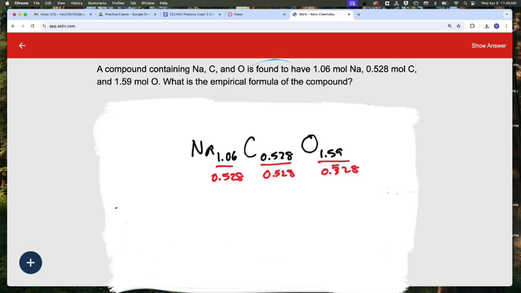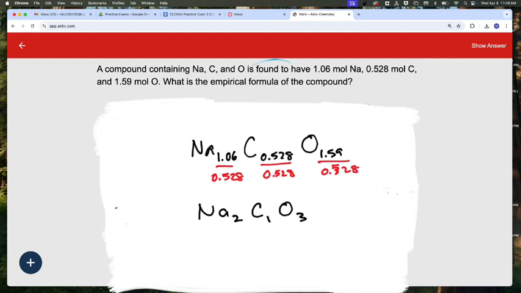That's supposed to say 528. And when I do that division, sodium 2, carbon 1, oxygen, you said 3? Okay, and we now have a formula. But to get this formula, I had to reduce the numbers that were already there.